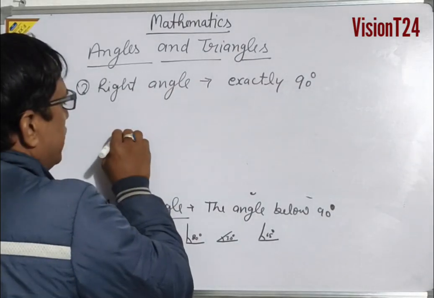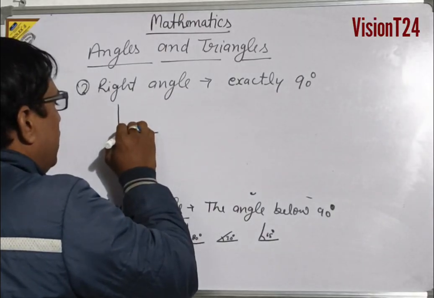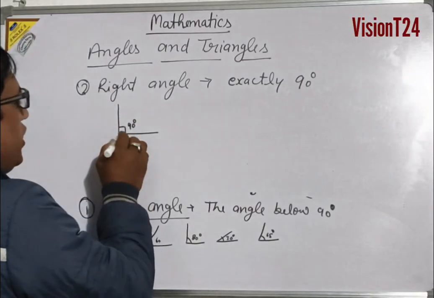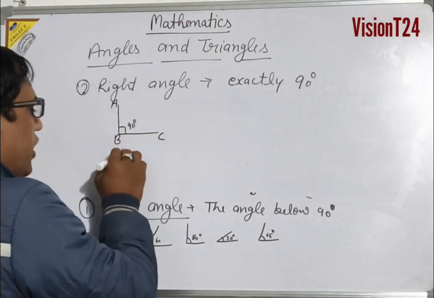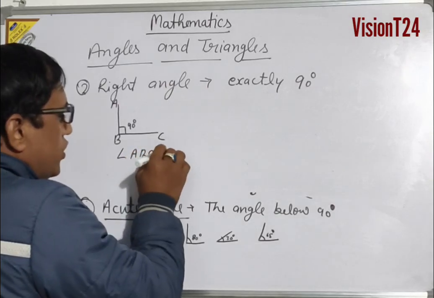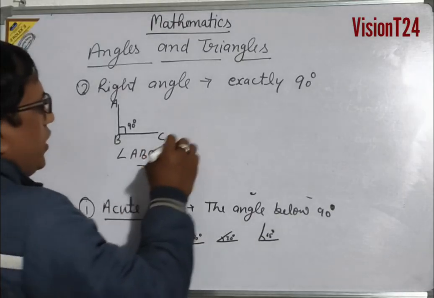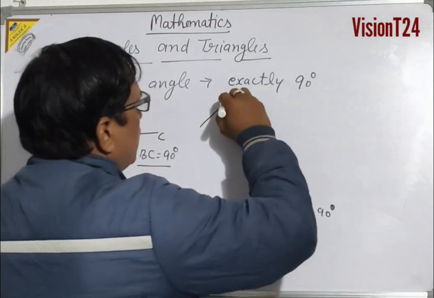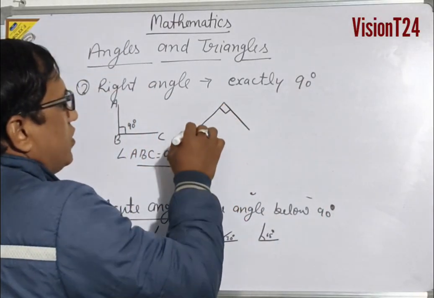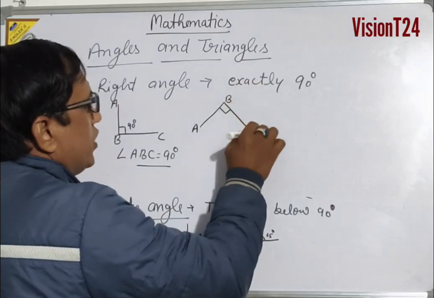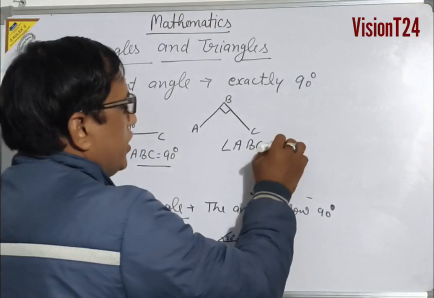Suppose there is a straight line here, and if I form an angle like this, so this is called 90 degree angle. And 90 degree angle is denoted by, suppose this is A, B, C. So you can say angle ABC equals 90 degree. So this is right angle. Clear? And this can be found by using this sign. Suppose this is A, B, C. So this is also angle ABC. So this is also 90 degree.